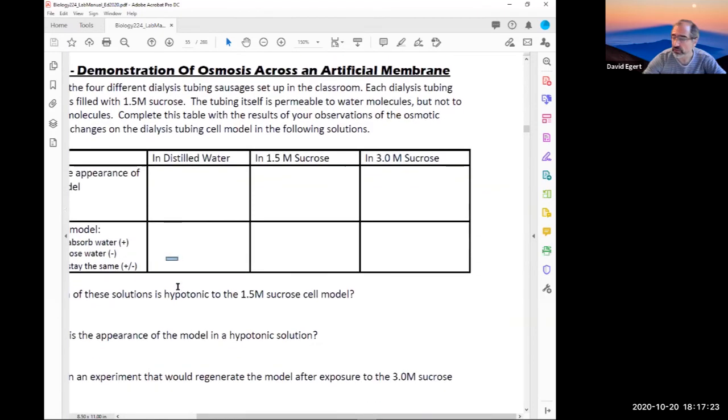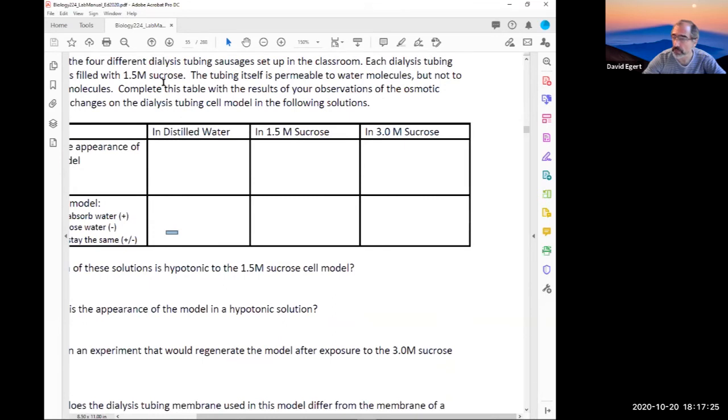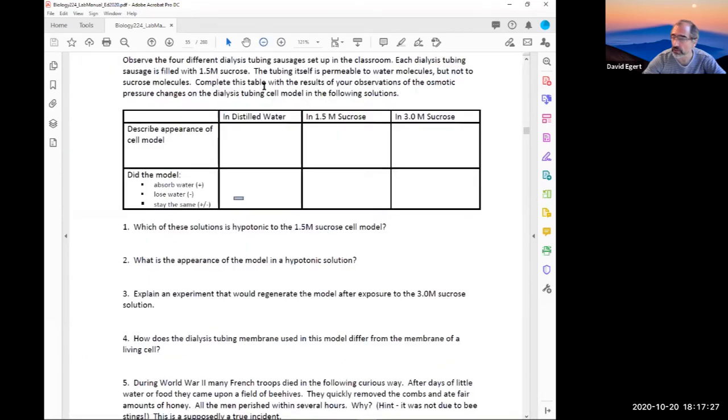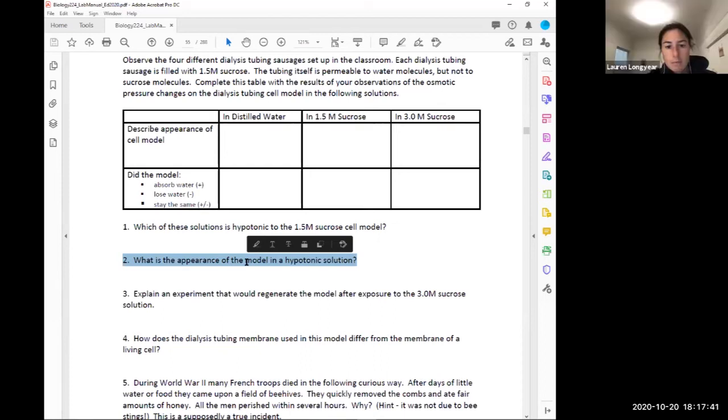This was pretty self-explanatory. What was the appearance of the model in the hypotonic solution when you looked at the little sausages? Swelled up. It was really swollen, right? Remember, when we do this in lab, we have to be careful. If we leave it in there too long, they actually pop on us.